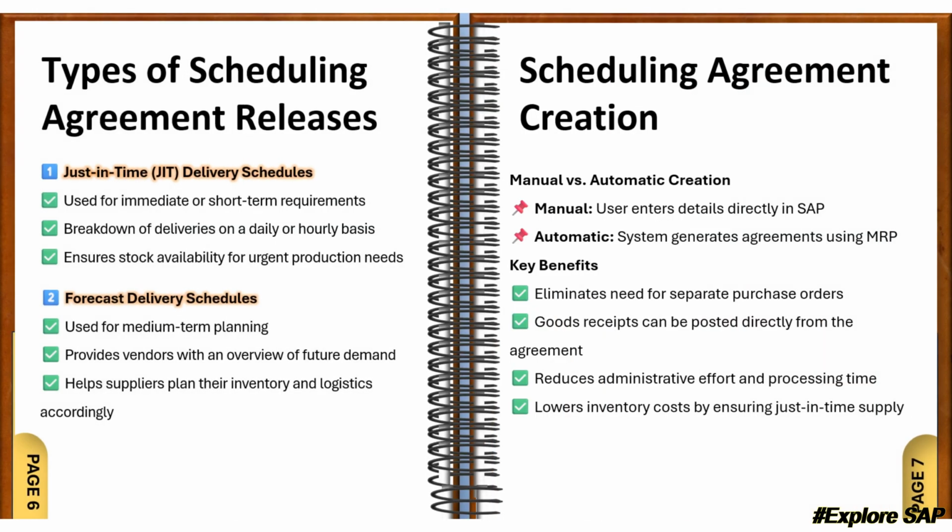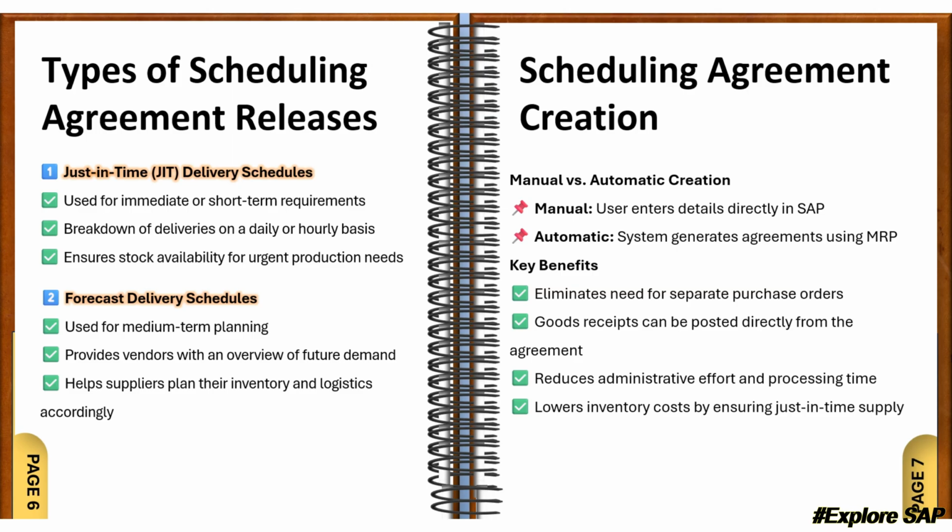Now, when working with scheduling agreements in SAP, it's important to understand the two types of delivery schedules that help manage procurement efficiently. Just-in-time JIT delivery schedules and forecast delivery schedules. Let's take a closer look at each one.